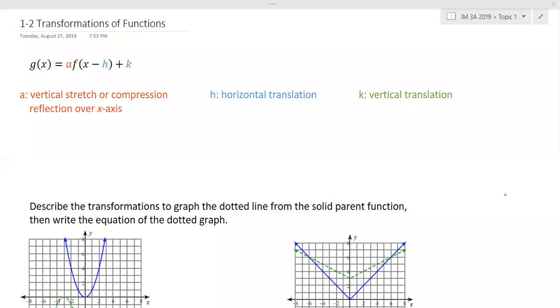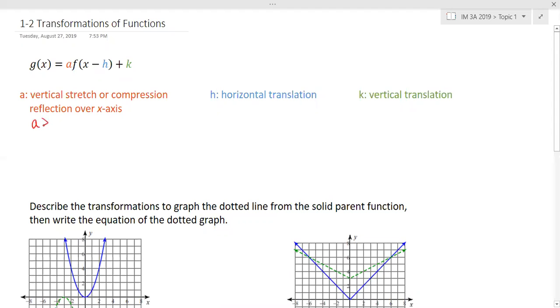This video is going to go over some key ideas from section 1.2, which was transformations of functions. So ultimately what you need to be able to understand is all of the features of A, H, and K. If we're talking about transformational form, I need you to know that A is the number that creates a vertical stretch or compression or a reflection over the x-axis. So ultimately, you really have three different situations here.